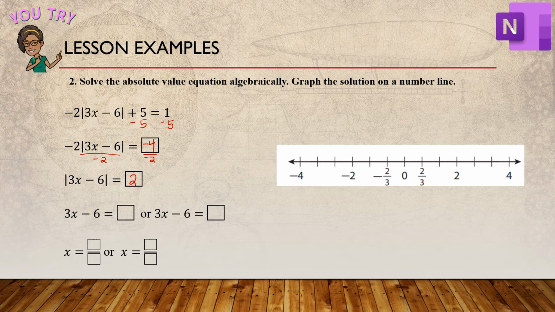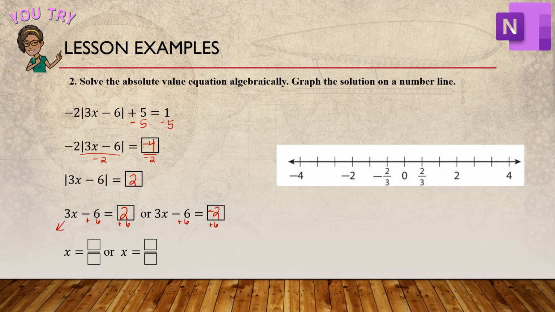We still have a disjunction, 2 separate equations. So the equation on the left, 3x minus 6, is going to be equal to 2. The equation on the right, 3x minus 6, is going to be equal to a negative 2. And here we just solve like we normally would. We're going to add 6 on both sides.